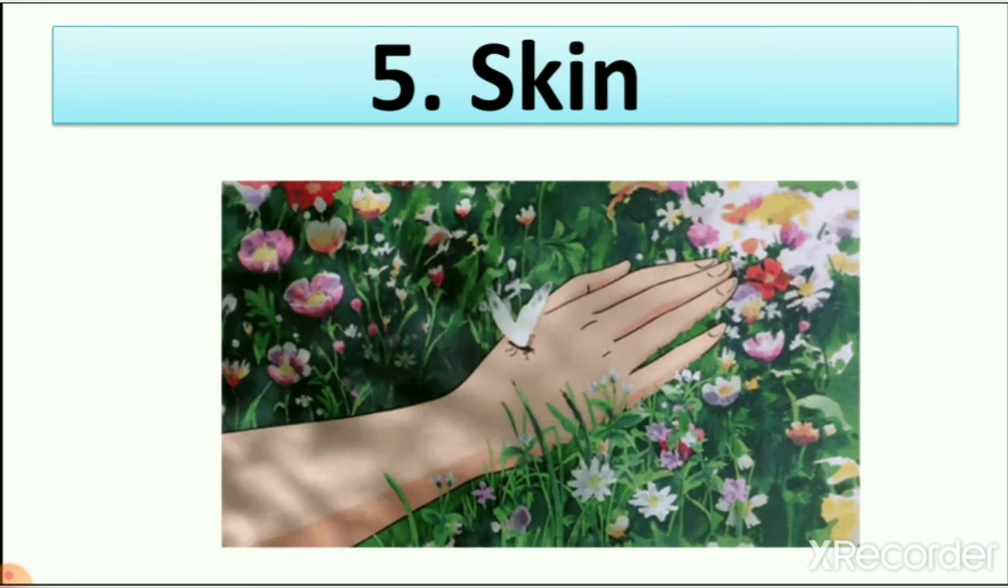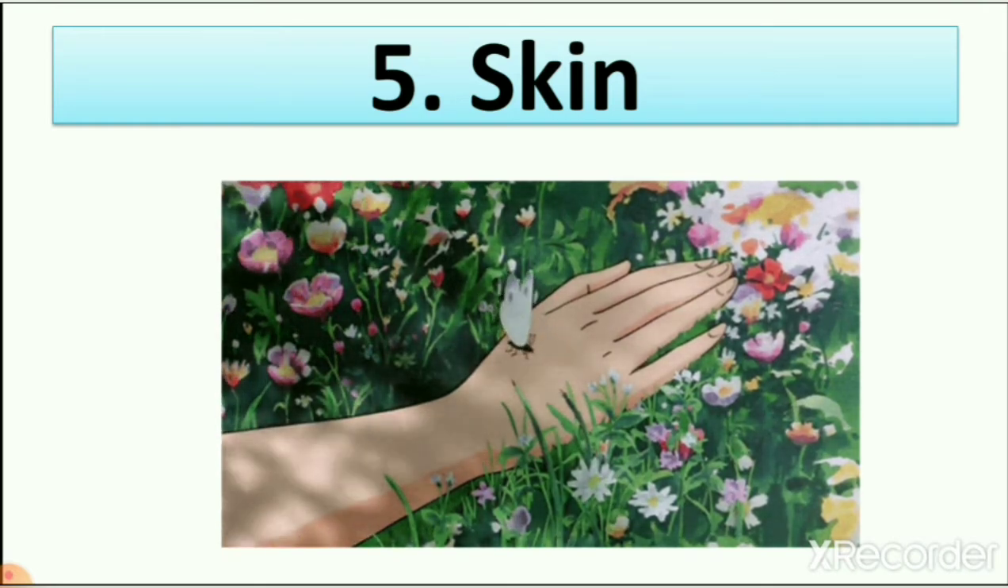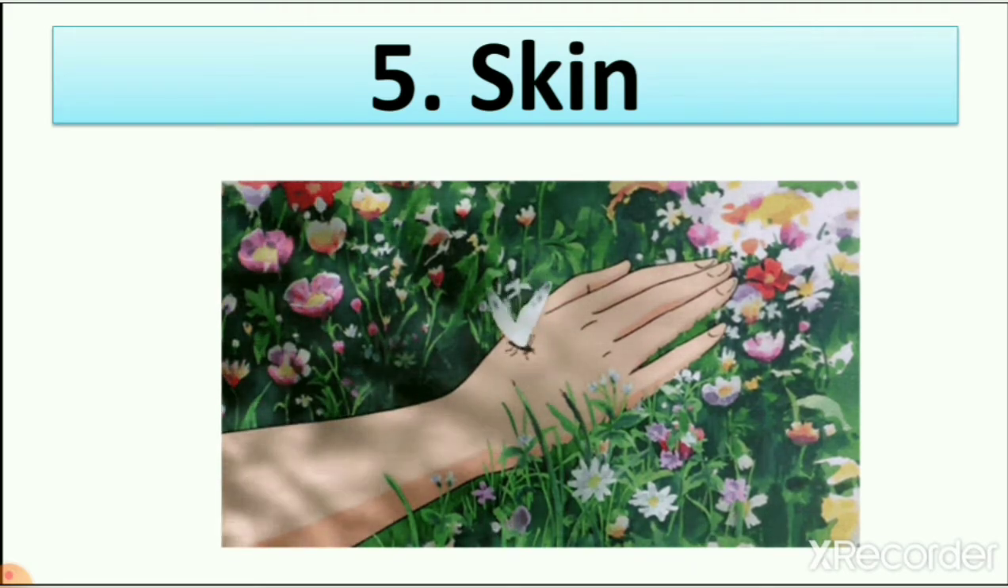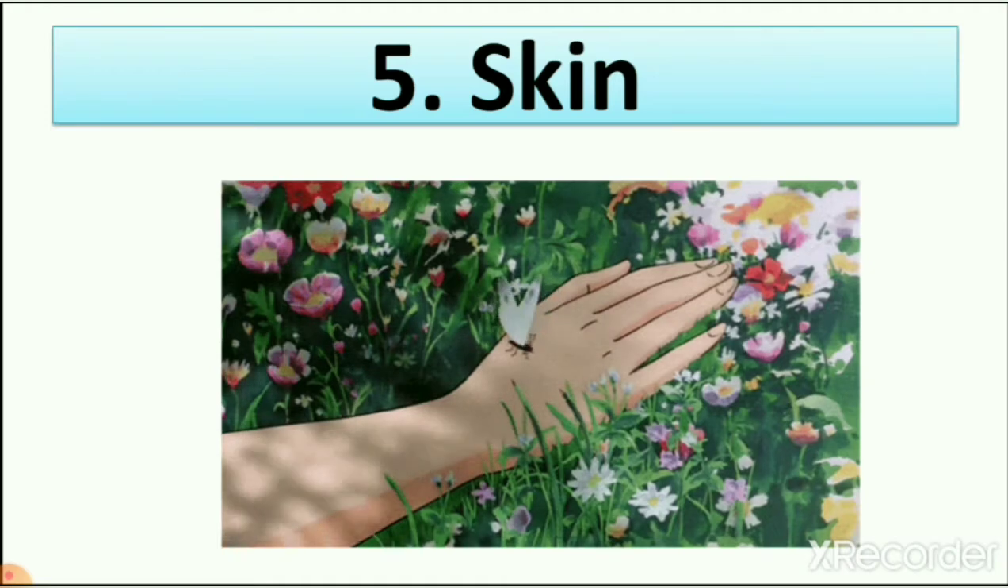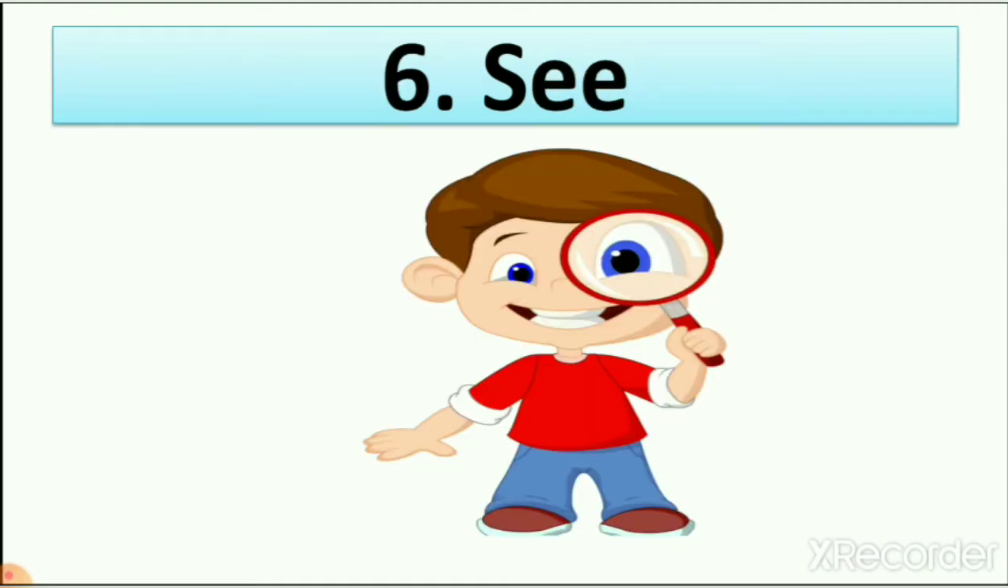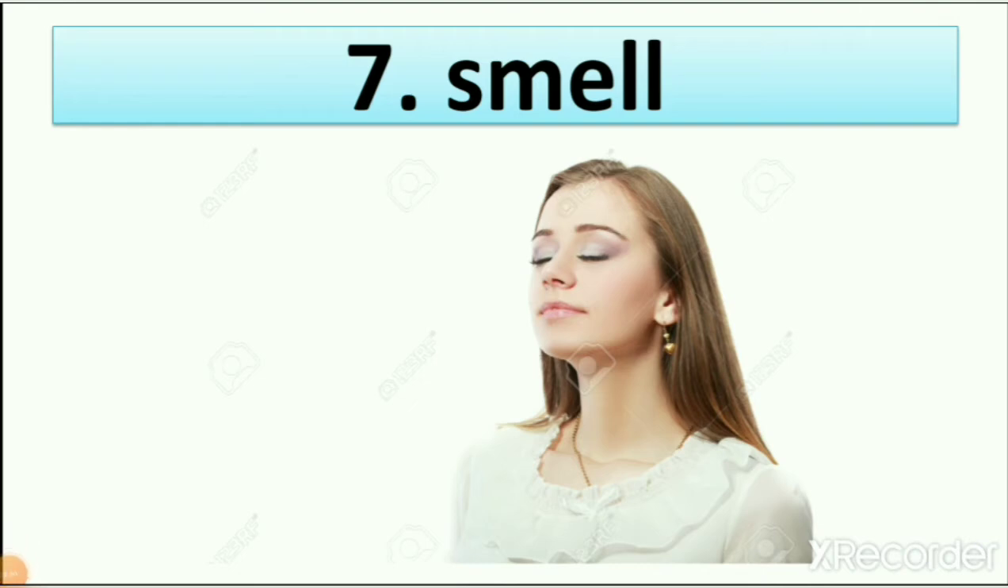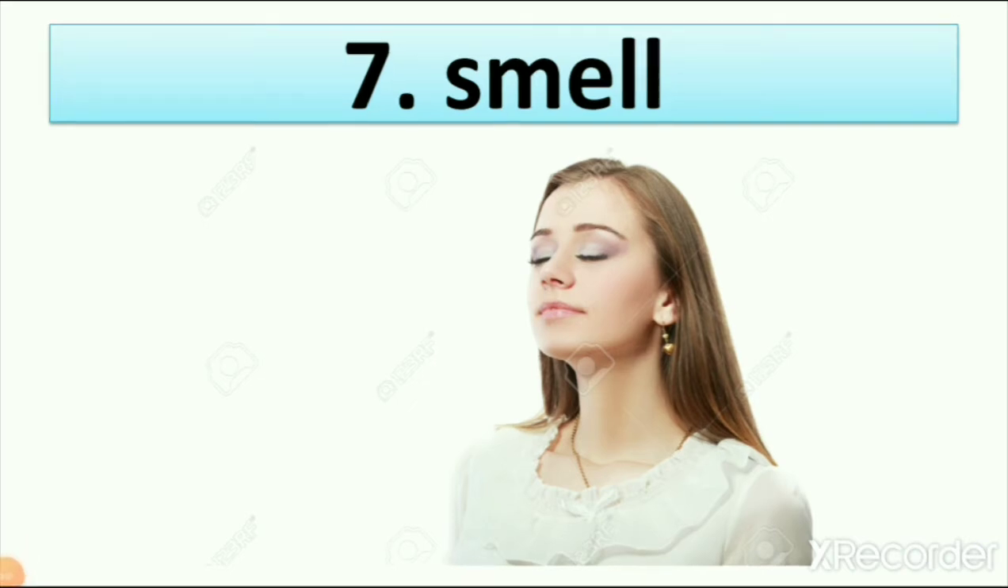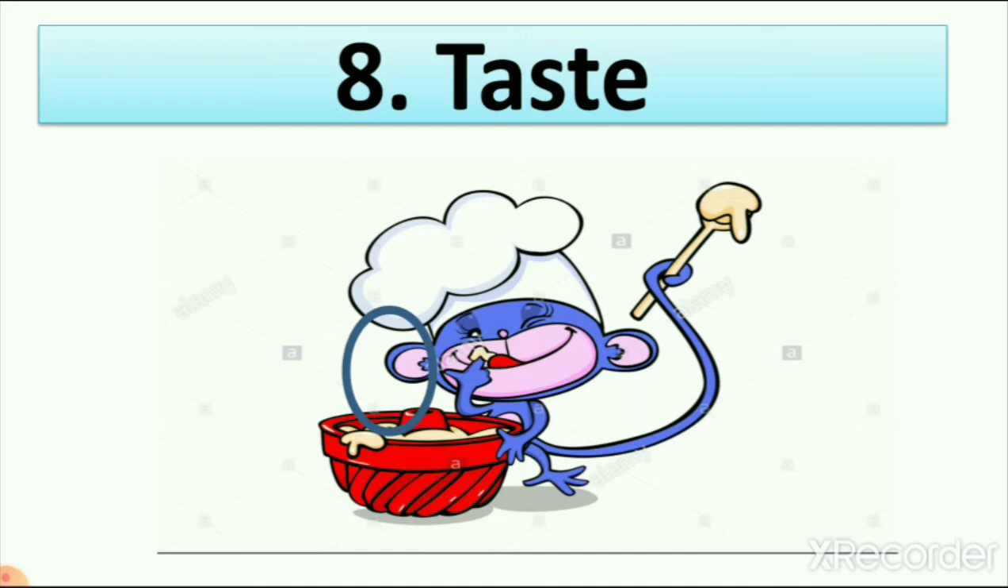Skin. Skin is one of our sense organs which help us to feel the touch, right? So here you can see a butterfly is sitting on a hand. So how do we know that the butterfly is sitting on the hand? Because of the touch of the butterfly, right? So skin. See, we can see things. Here you can see one boy is having a magnifying glass, right? Smell. We can smell rose smell, onion smell, garlic smell, petrol smell, right? So this is smell.